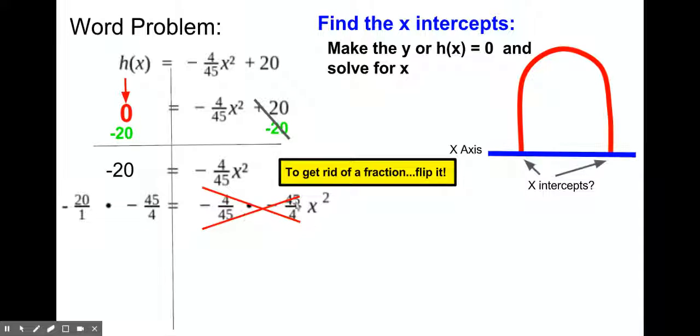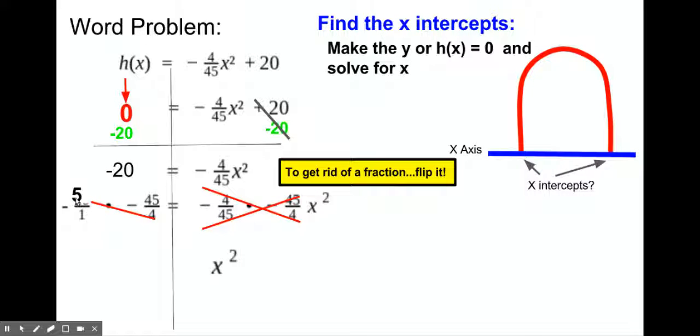So what's left over here? Just the x squared is left. And what happens on this side? Can anything cancel out here? Yes, there's a 4 hidden inside of 20. 4 goes into 20 how many times? 5, right? Because 4 times 5 gives you 20. So the 4's cancel out and the 5 is left. 4 goes into 20 5 times.